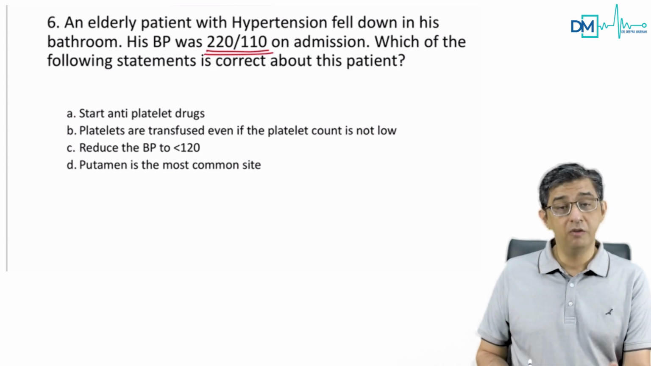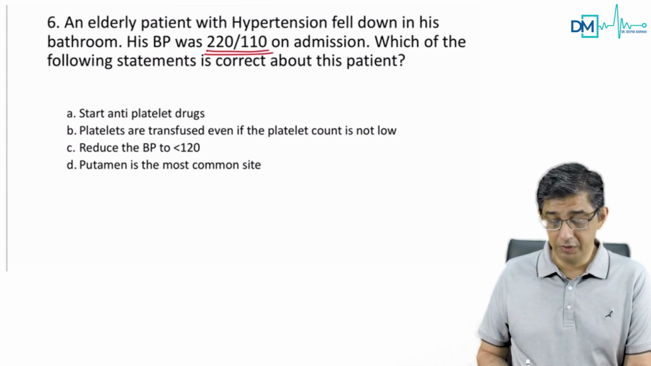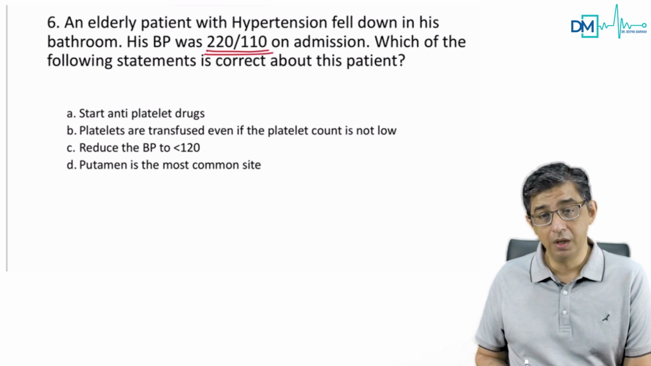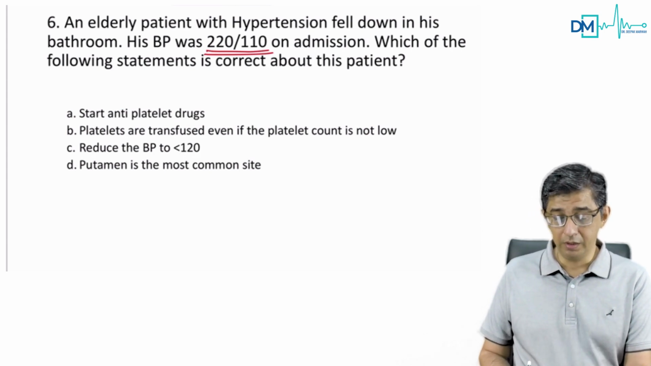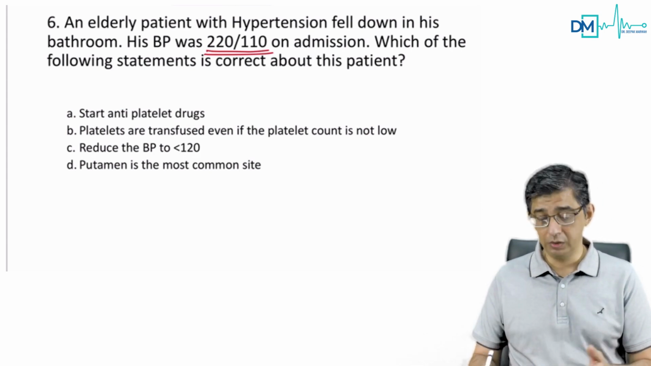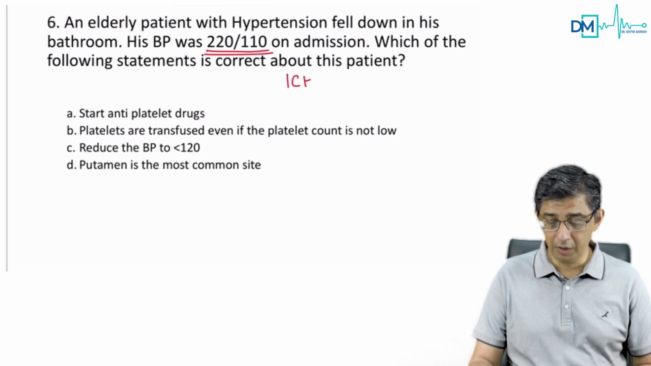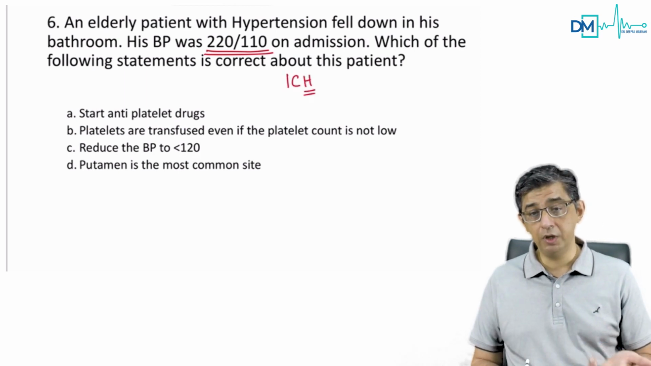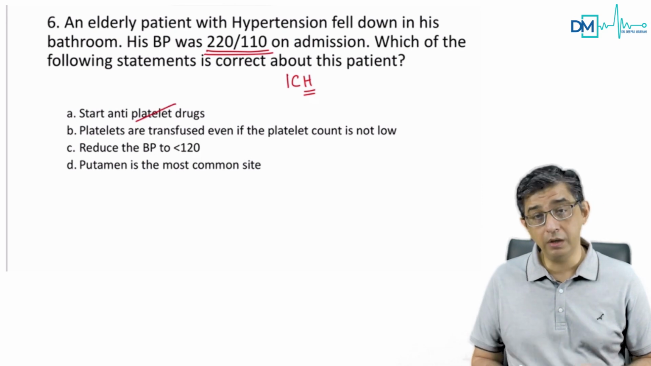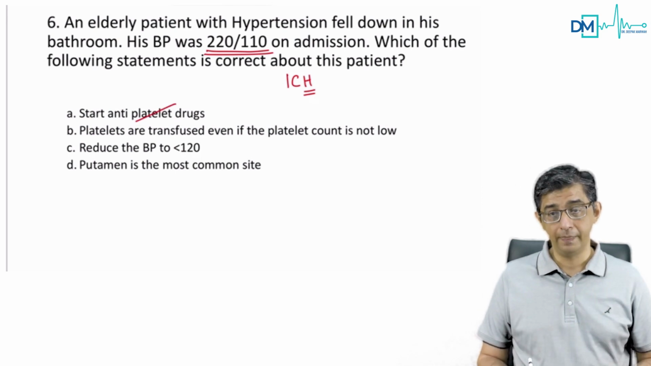Yes, this man fell in the bathroom. Which of the following statements is correct about this patient? One is start antiplatelet drugs. You see, if somebody falls down in the bathroom, there's a high possibility of him having a brain hemorrhage. And if a person is having a brain hemorrhage, you will not give antiplatelet drugs. Why? Because they will worsen the bleeding.